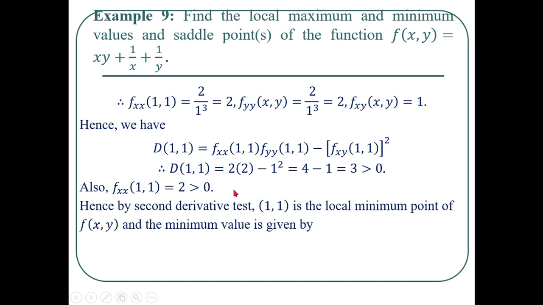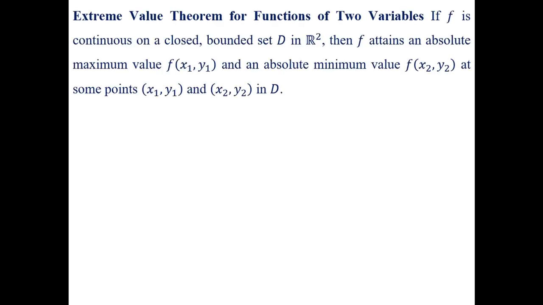and its minimum value can be obtained by f at the point (1, 1), which is equal to 1 into 1 plus 1 upon 1 plus 1 upon 1, by substituting x is equal to 1 and y is equal to 1 in the formula f of xy. Indirectly we will get f of (1, 1) is equal to 3 as the minimum value of f, the local minimum of f of xy.